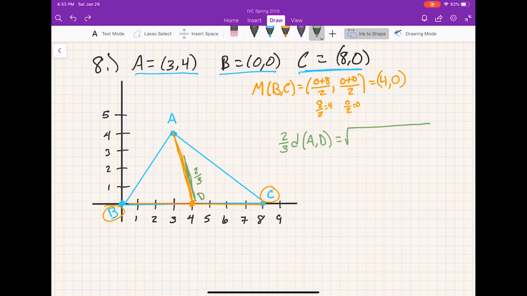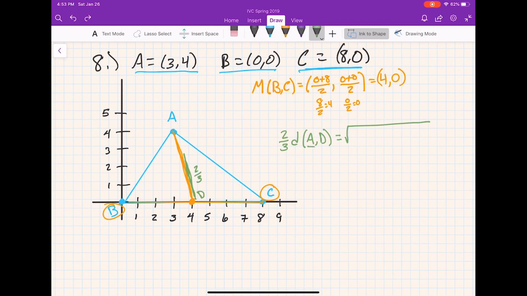It doesn't really matter which one we call which, but I'm going to put 4 minus 3, the square of that quantity, plus 0 minus 4, that quantity squared, of course. And we'll work our way down this whole thing. These are the two points that I used. So 4 minus 3 is 1, so that's going to be 1 squared.